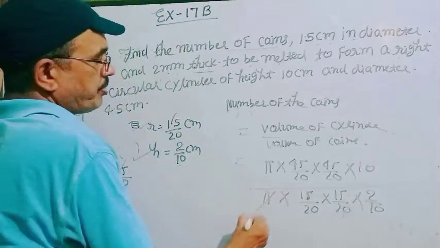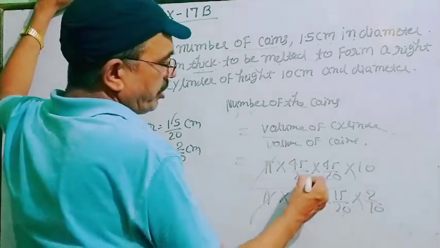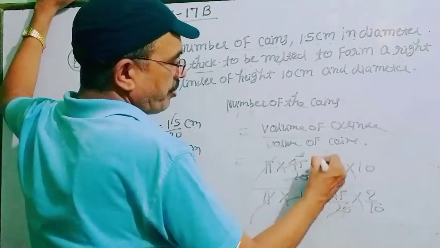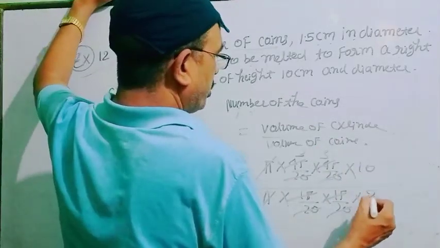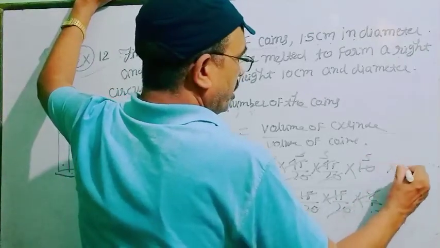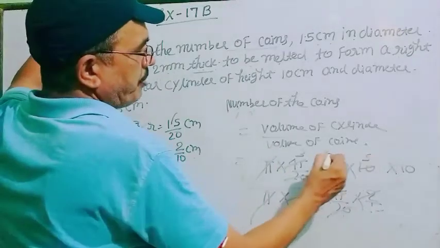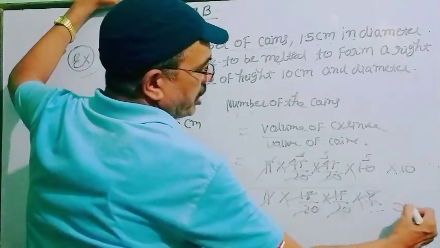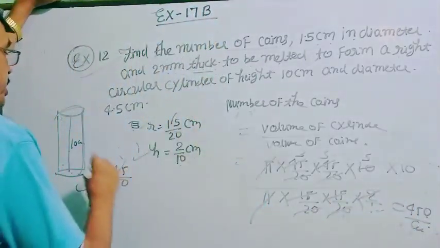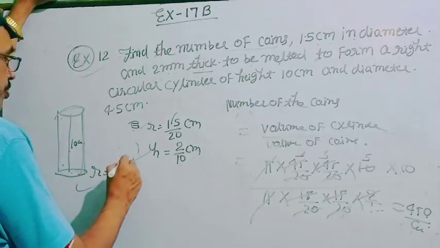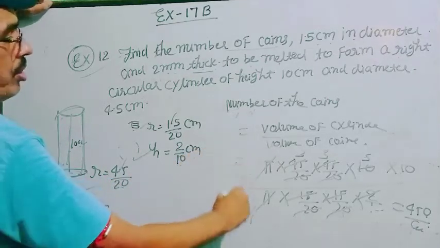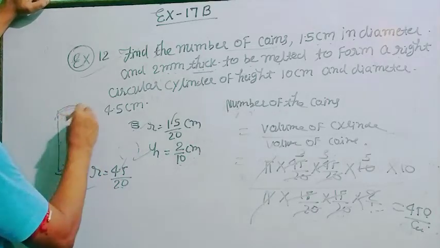So first this pi cancels. Here 20 cancels. Here 20 cancels. 15 3s are 45. 15 3s are 45. Here is 2. 2 5s are 10. And this 10 is right now here. So now you multiply 5 3s are 15, 3s are 45 into 10. That is 450. The number of coins is 450. Then it forms a cylinder whose radius is 45 by 20 and height of 10 cm, because the volume of all 450 coins is equal to the volume of this cylinder.